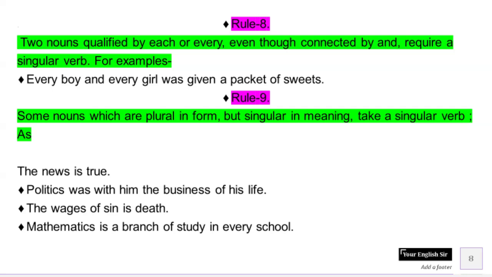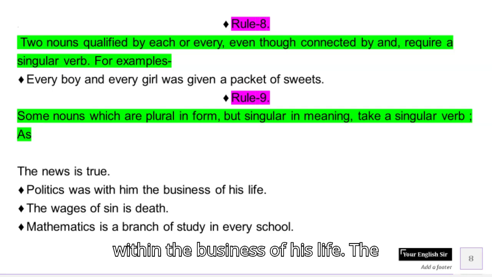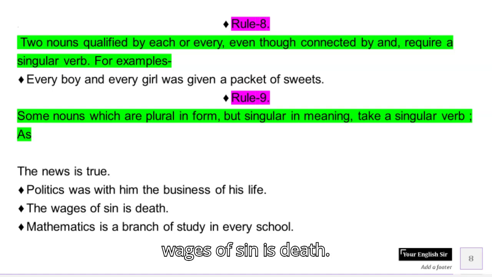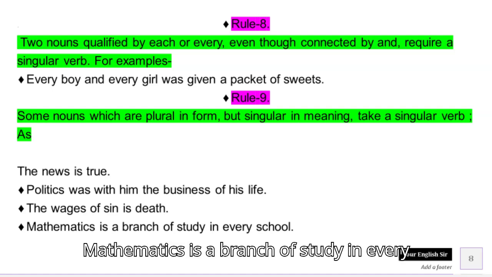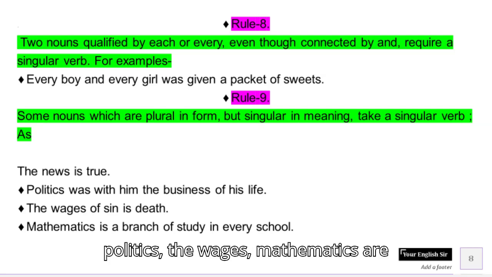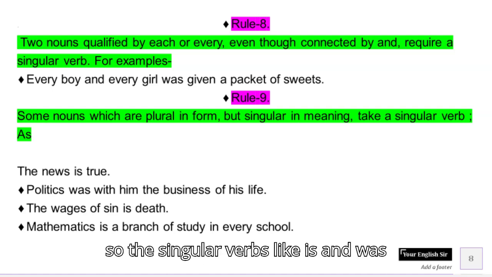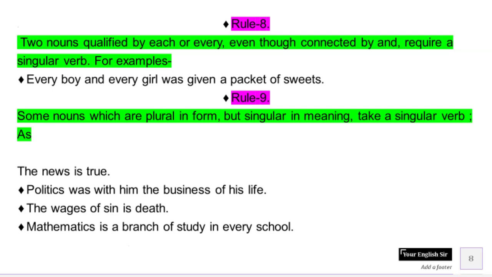Rule 9. Some nouns which are plural in form, but singular in meaning, take a singular verb. As. The news is true. Politics was with him the business of his life. The wages of sin is death. Mathematics is a branch of study in every school. Here, the news, politics, the wages, mathematics are plural in form, but singular in meaning, so the singular verbs like "is" and "was" have been used.